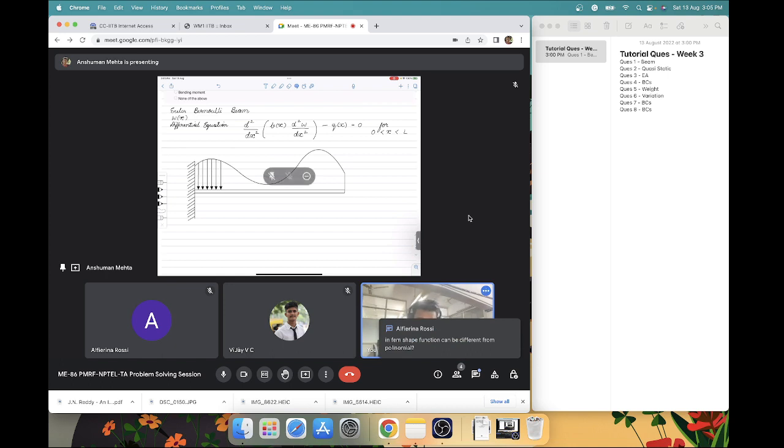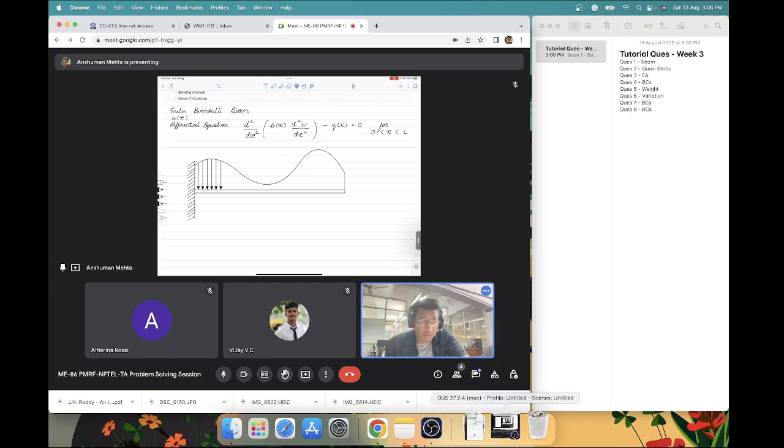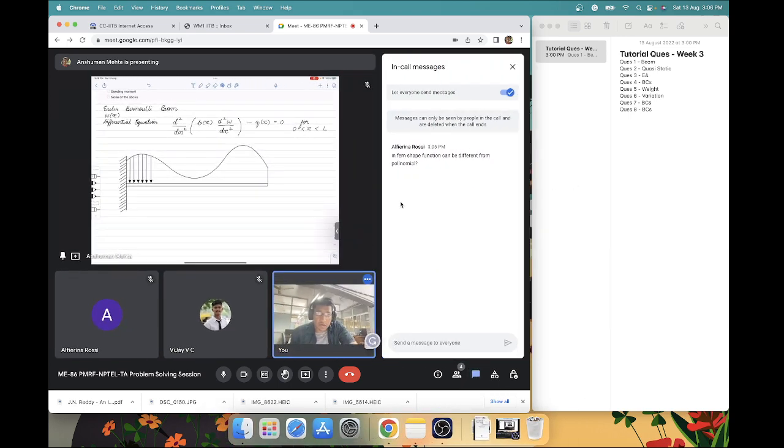There is a doubt: in FEM, can the shape function be different from a polynomial? Yes, the shape function can be different from a polynomial. We can take a trigonometric function, or an exponential function, or a sum of something which is converging.